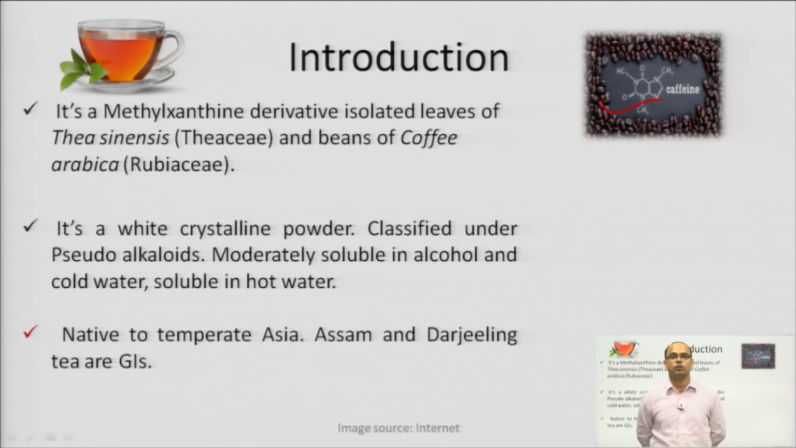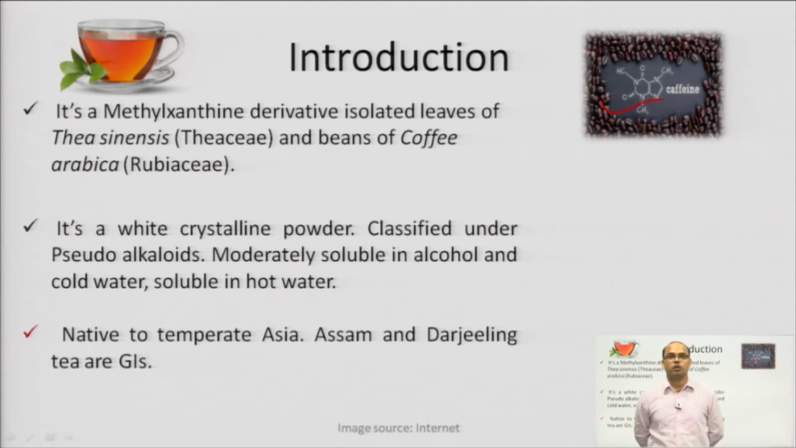You can either use tea leaves, or you can use coffee beans, but because caffeine is present in tea leaves in excellent amount, which can be isolated on commercial scale, we utilize tea leaves for commercial isolation of caffeine. It's a white crystalline powder, and it is categorized into the group of pseudoalkaloids.